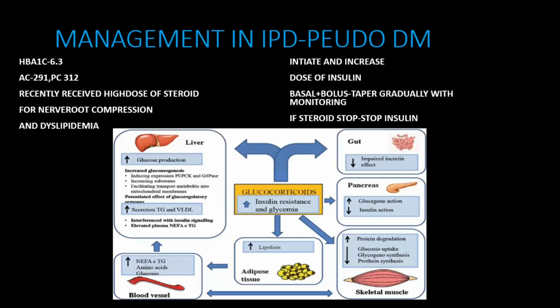What causes glucocorticoids to cause diabetes-like condition? Increased insulin resistance and glycemia, increased fat breakdown, and in the liver it causes increased gluconeogenesis, and in the gut it causes impaired incretin effect, and in the pancreas it increases the glucagon action and decreases the insulin. In the muscle, protein degradation will be there.